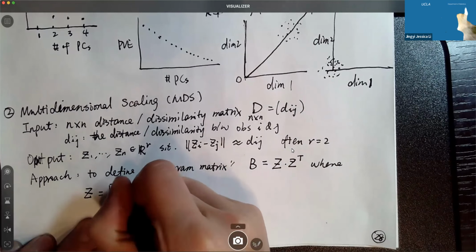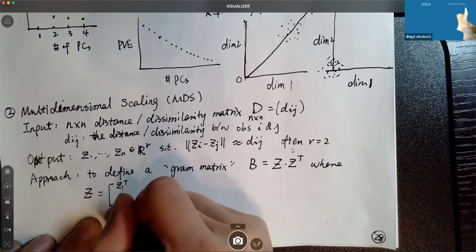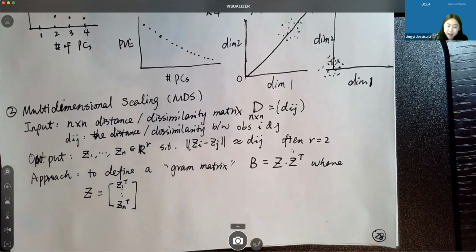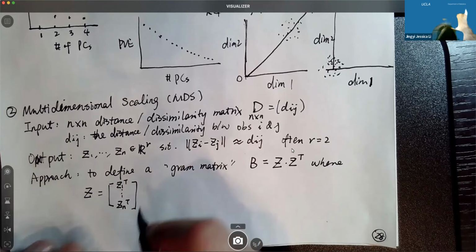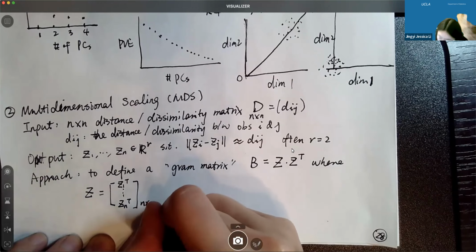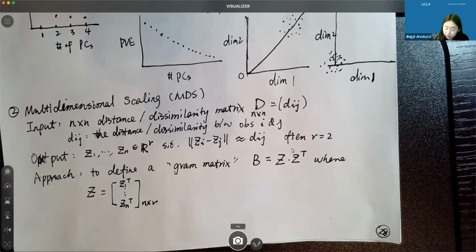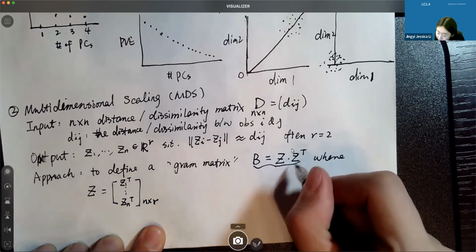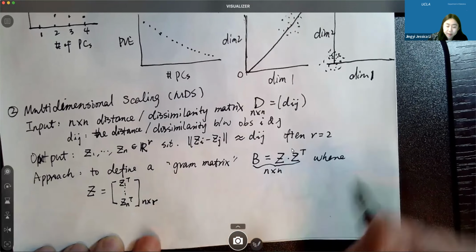So I call this Z1 transpose to Zn transpose. In other words, I put each Zi as a row. So this is an N by R matrix. So you see in this definition, B is N by N. This is a Gram matrix.